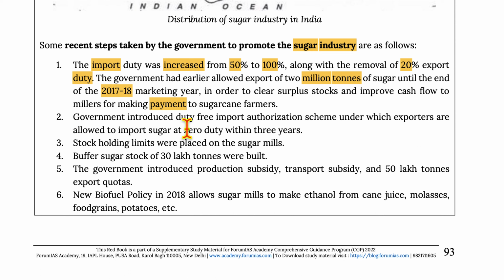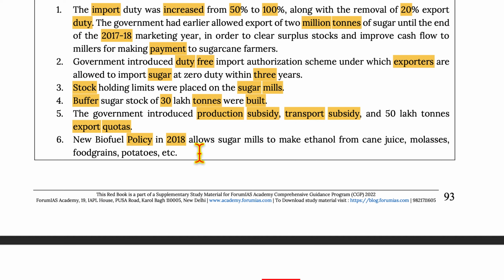Now, government introduced duty-free import authorization scheme under which exporters are allowed to import sugar at zero duty within 3 years. Now, stock holding limits were placed on sugar mills. Buffer sugar stock of 30 lakh tons were built. The government introduced production subsidy and transport subsidy, and 50 lakh tons export quotas. New biofuel policy in 2018 allows sugar mills to make ethanol from cane juice, molasses, food grains, potatoes, etc.